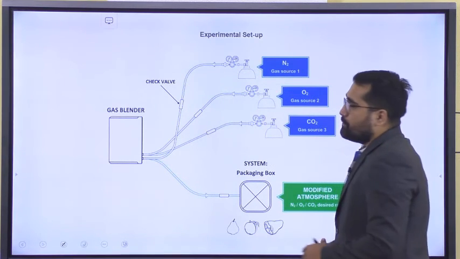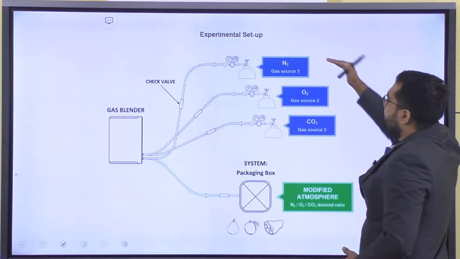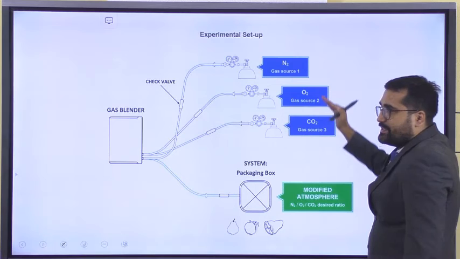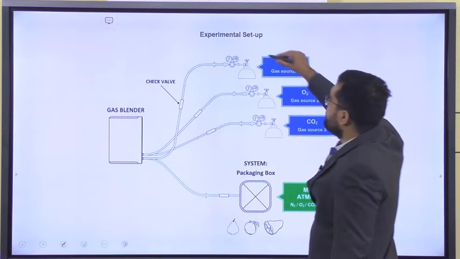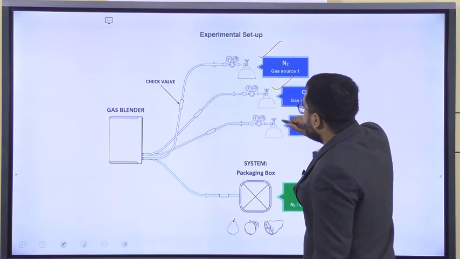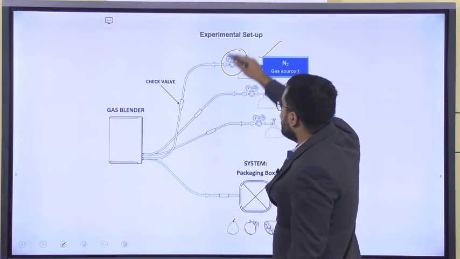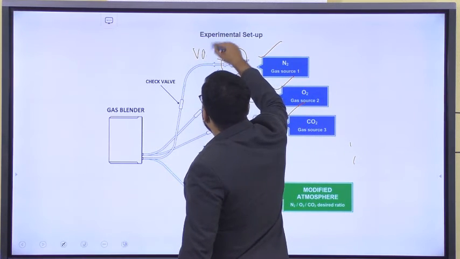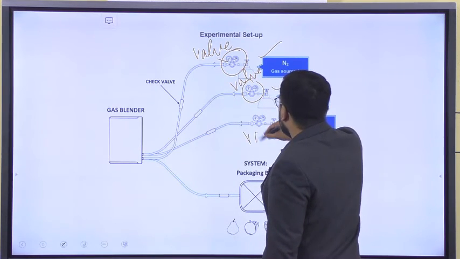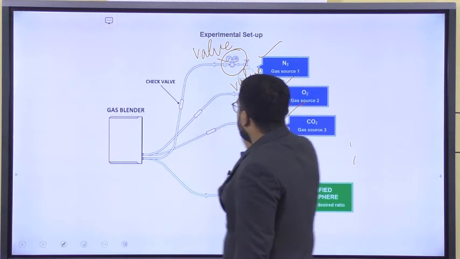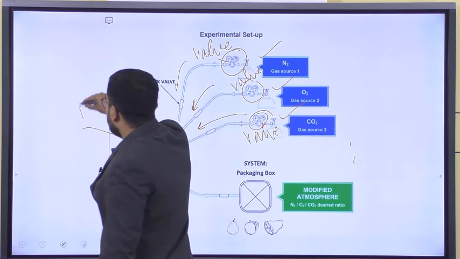These are the components or experimental setup for MAP. We deal with nitrogen, oxygen and CO2; these are the three gases we deal with in modified atmospheric packaging. We have three cylinders, one for nitrogen, one for oxygen and one for carbon dioxide, and we set those three gases with the help of valves. We set the required amount or pressure through the valve, and with that pressure the gases are passed to the gas blender, or mixer.